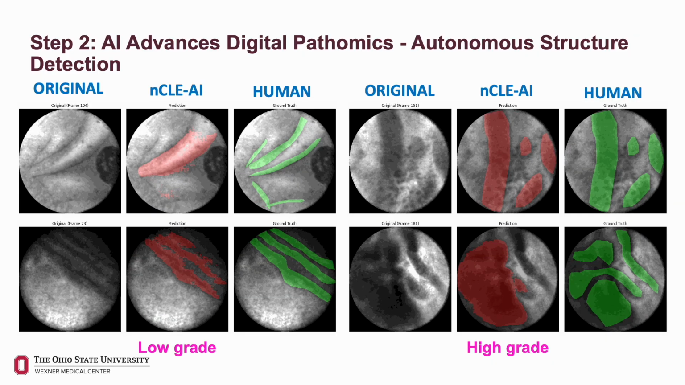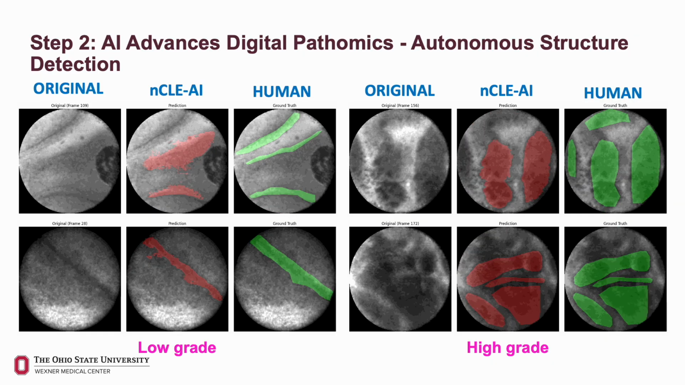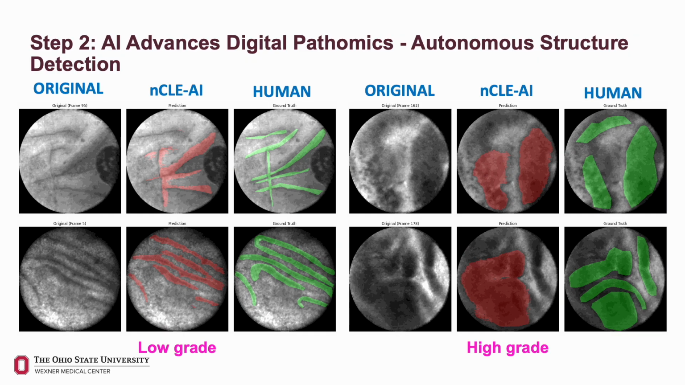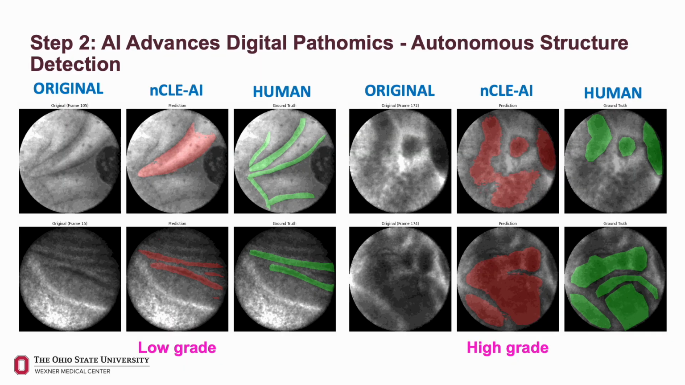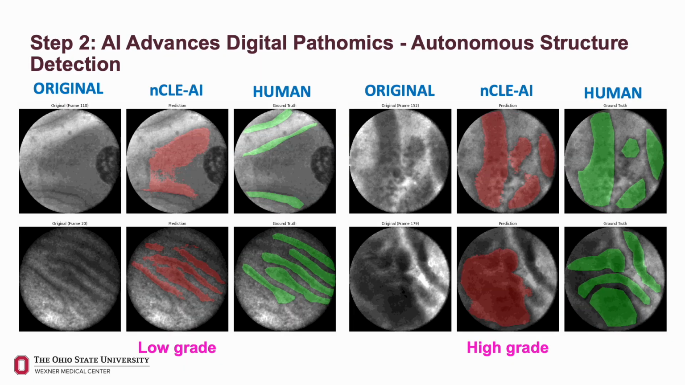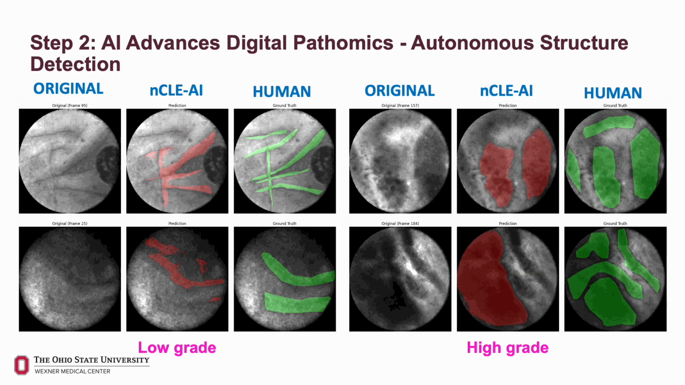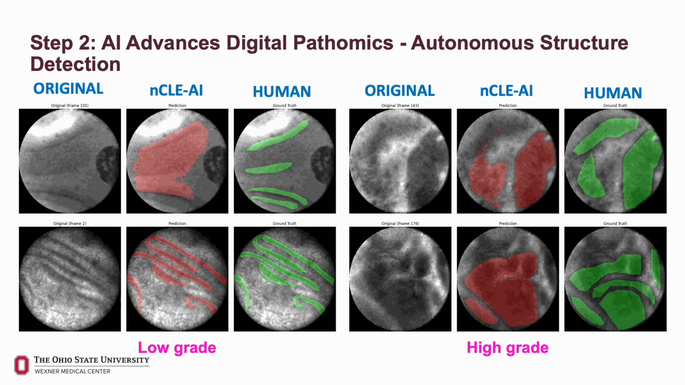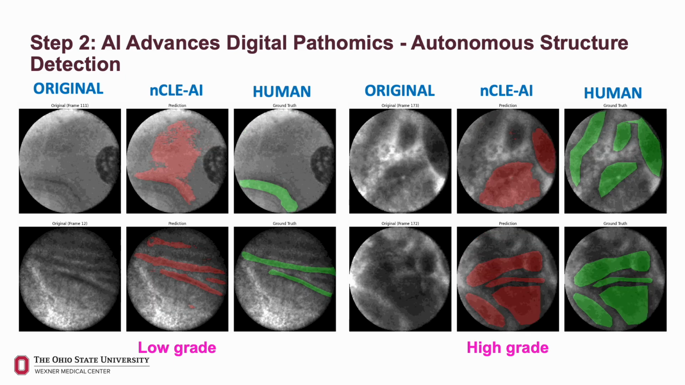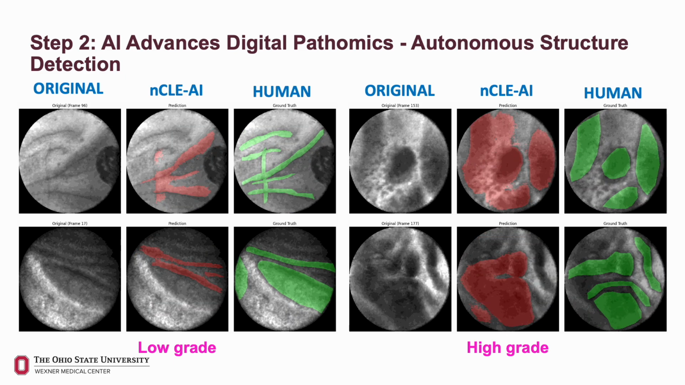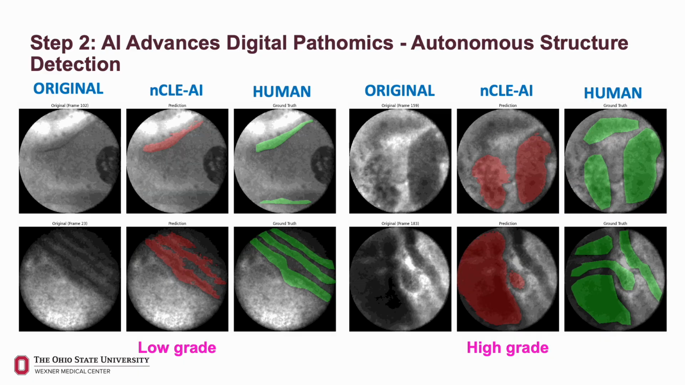For each, the first column shows the original NCD video, the second column displays NCD AI detection of papillary structures, and the third column presents carefully labeled frame-by-frame human annotations that we use to establish the ground truth. Human labeling takes a tremendous amount of time and effort, and as we can see, NCD AI shows a near-perfect alignment with human labeling in columns 2 and 3.